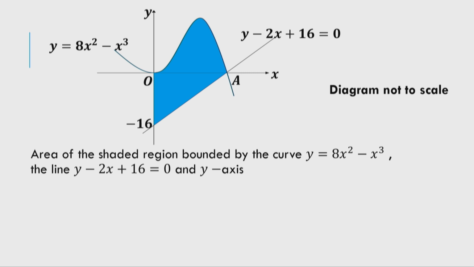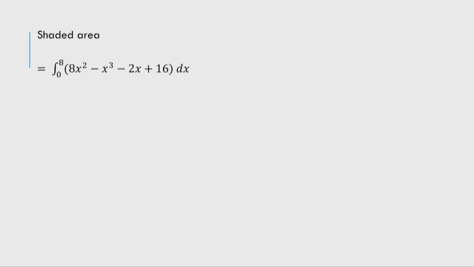The area of a shaded region bounded by the curve y is equal to 8x squared minus x cubed, the line y minus 2x plus 16 is equal to 0 and the y-axis is equal to integration of 8x squared minus x cubed minus 2x minus 16 with respect to x from 0 to 8. First, we simplify the function to get integration of 8x squared minus x cubed minus 2x plus 16 with respect to x from the limits 0 to 8.